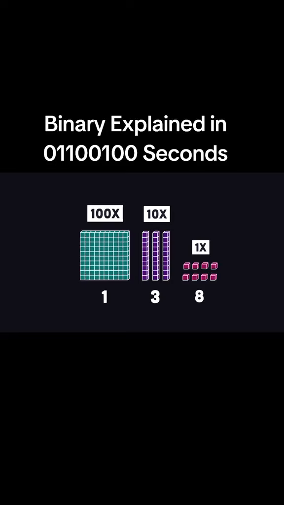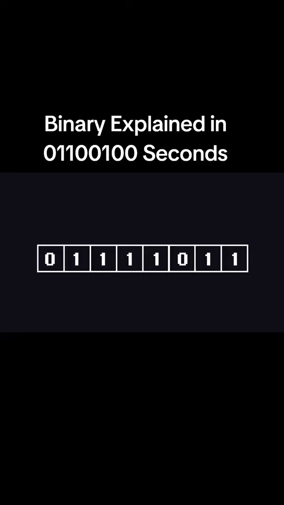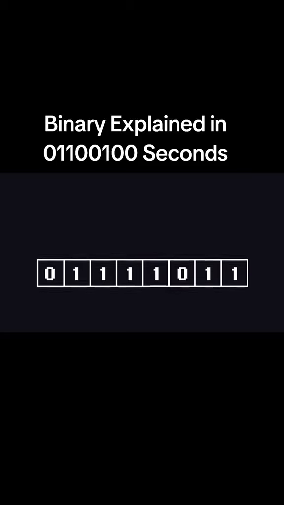Binary works the exact same way, but because we only have two symbols to work with, the position on the left represents a value that is 2 times greater, like 1, 2, 4, 8, 16, 32, 64, and 128 in a byte. To get its corresponding decimal value, we multiply 1 by its place and then add them all together, which in this case would equal 123.